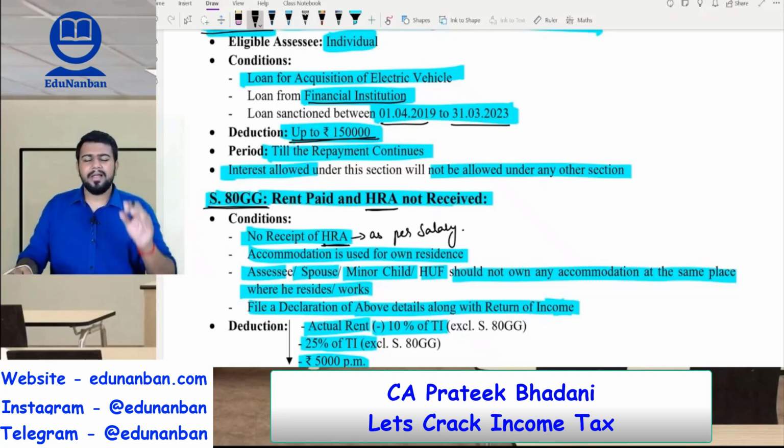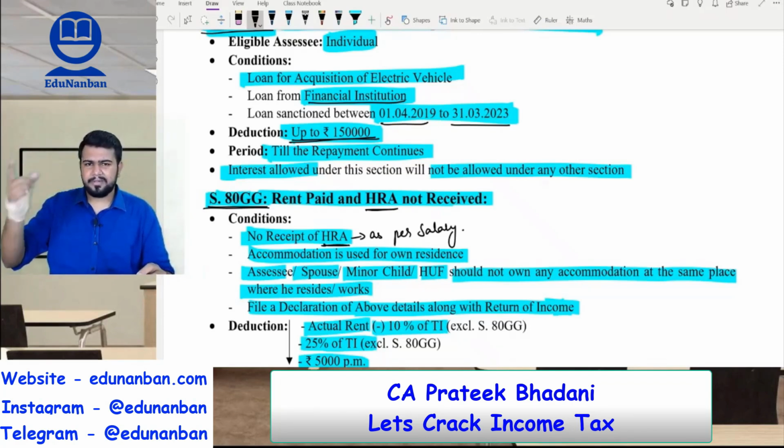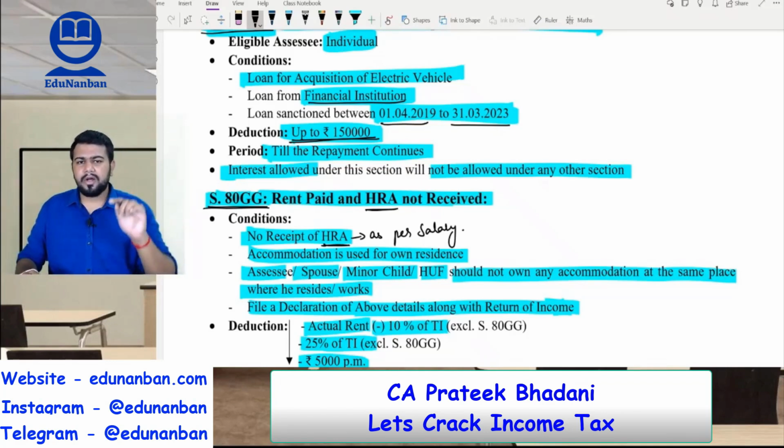For example, if the electric vehicle is used for the purpose of business, interest on loan for the electric vehicle you would be claiming under the PGBP chapter, correct? So if you are claiming deduction under PGBP, you are not allowed to claim the deduction here. So deduction will be allowed for one amount only one time.